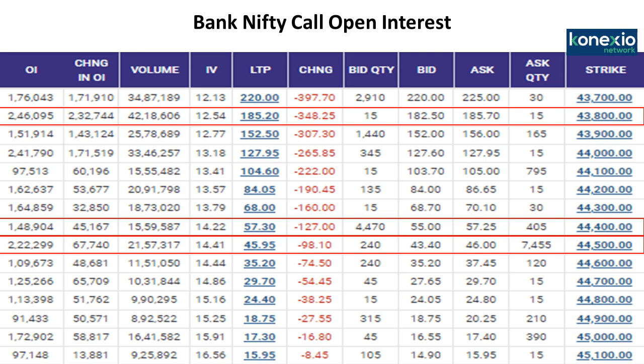So on an immediate basis, 43,800 could act as an immediate resistance. If it breaks, then there are chances that Bank Nifty might rally towards the level of 44,400 to 44,500 in the next week.